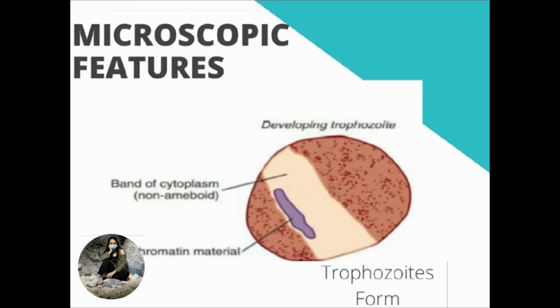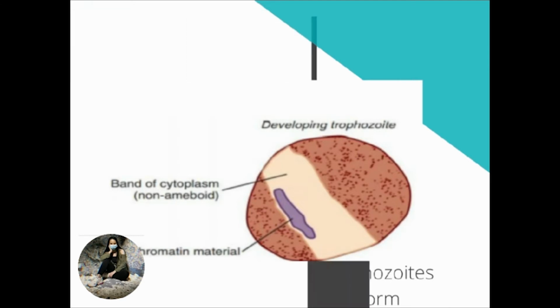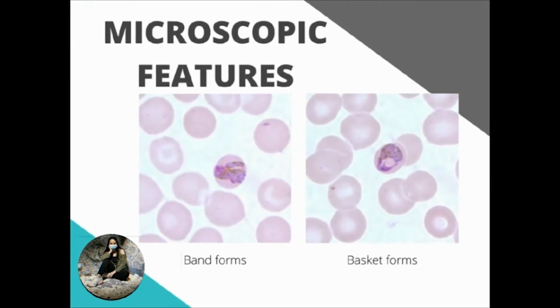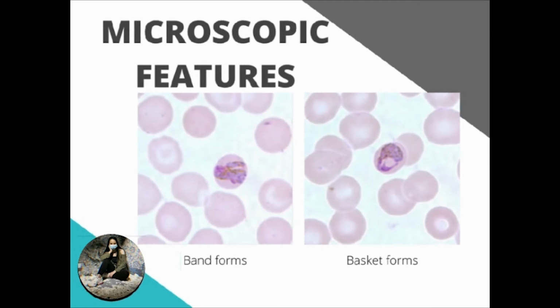The next form will be the trophozoite form. The trophozoite form has compact cytoplasm with a large chromatin dot, and has occasional band forms or basket forms with coarse dark brown pigment that can be seen. These are the examples of the trophozoite form, the band forms, and the basket forms.